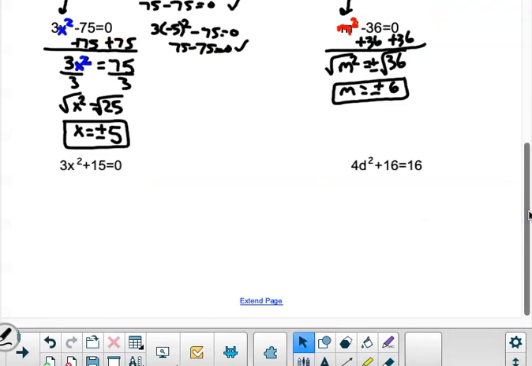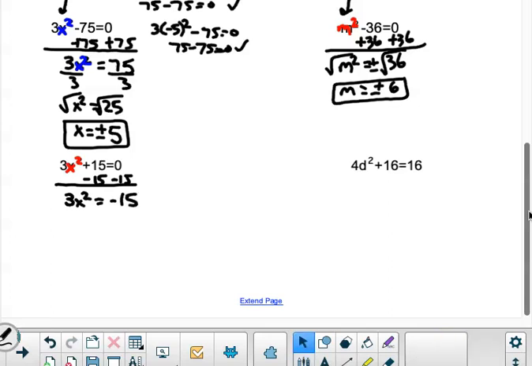Let's look at this one. It's a little bit different. Make sure you pay attention here. I want to get the x squared isolated. The first thing I want to do is move the 15 over. When I move the 15 over, that means I'm subtracting by 15, which is going to be a problem in a second, and I'll show you why.